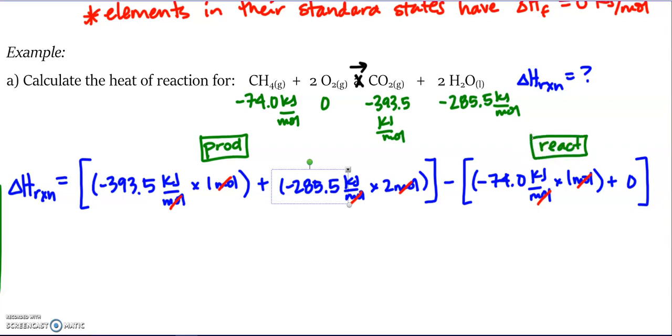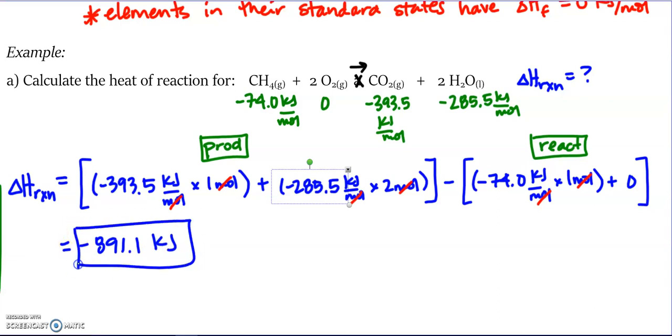All right, so now it's a matter of typing this in your calculator. I would pause here, make sure you can type it in correctly, because the answer when I type it in is negative 891.1 kilojoules. Okay, so if you don't get that, try it again, and if you still don't, come talk to me in class. So that's part A.